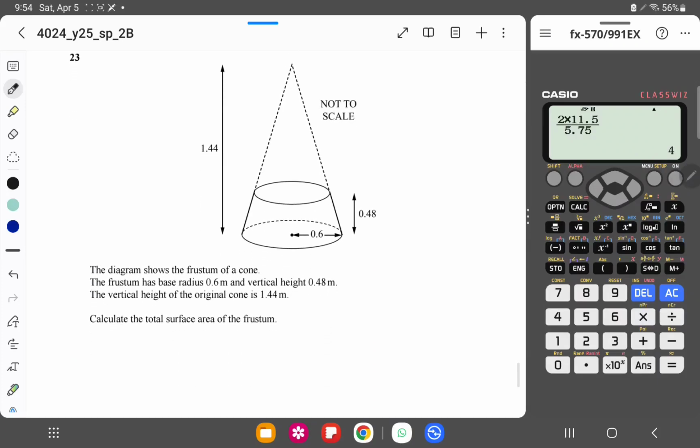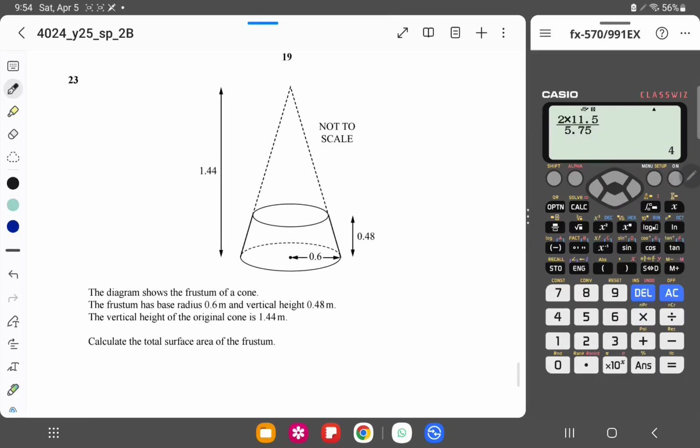Now question number 23, which is the last question. You can see a frustum. This type of question came in the other specimen paper also, in paper 2. That was also the last question. If you check, the video is also there on my YouTube channel. So 1.44 is the height for the full cone, and 0.48 is the height given for the frustum. The frustum has a base of 0.6 meters and vertical height of 0.48. The vertical height of the original cone is 1.44. Calculate the surface area of the frustum.